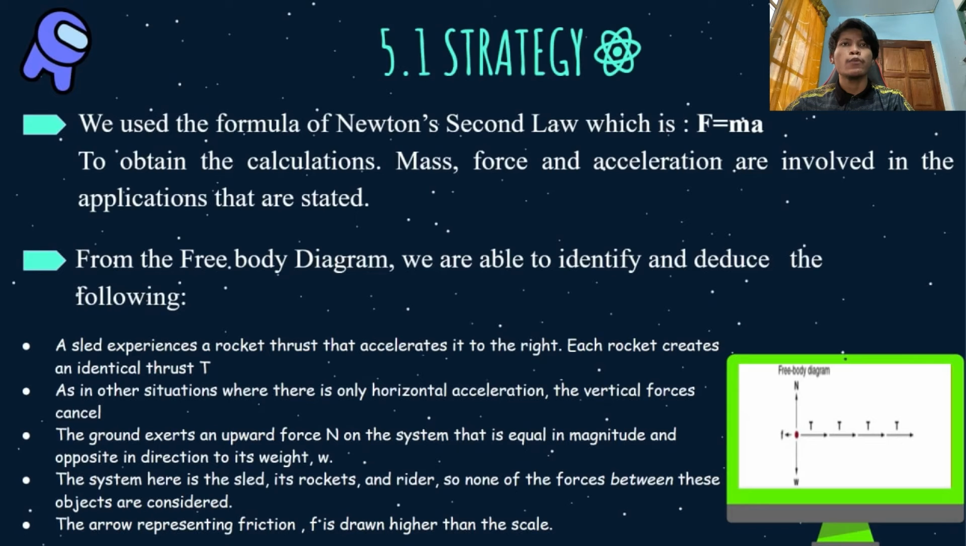As in other situations where there is only horizontal acceleration, the vertical forces cancel. The ground exerts an upward force on the system that is equal in magnitude and opposite in direction to its weight, which is W. The system here is the sled, its rocket and rider, so none of the forces between these objects are considered. The arrow representing friction, F, is drawn lower than the car.